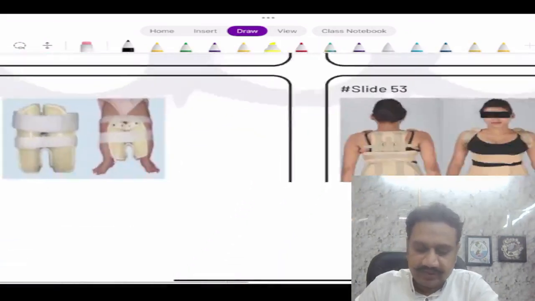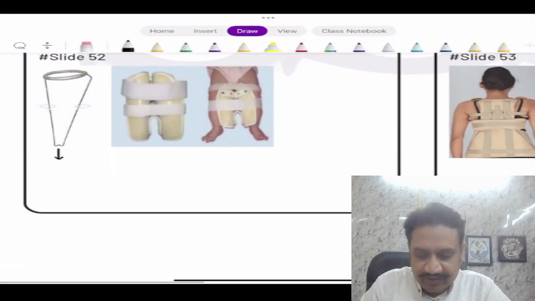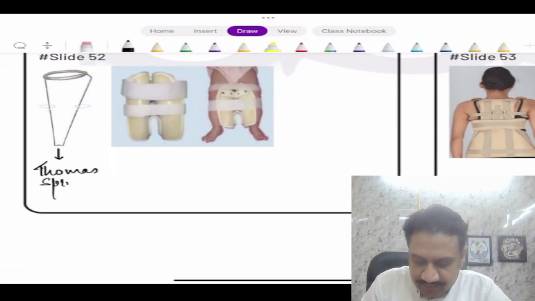They are bone nibblers. Some splints, some important ones. So the very first image that you see over here is of which one? If you guys can identify, what is that? This one is Thomas splint. This one is Thomas splint.